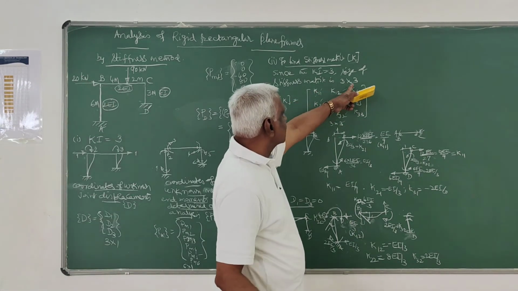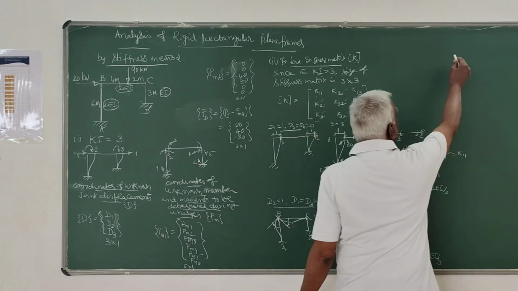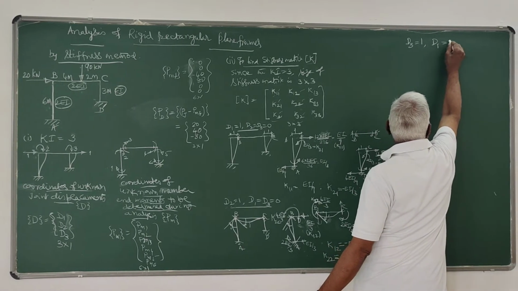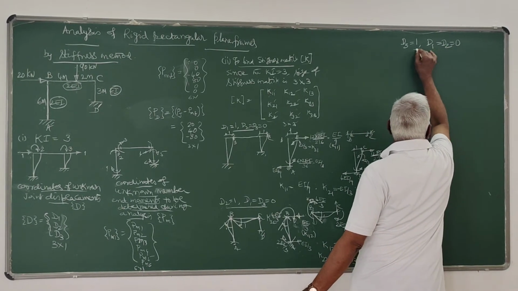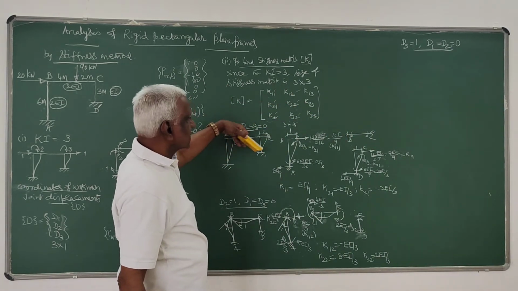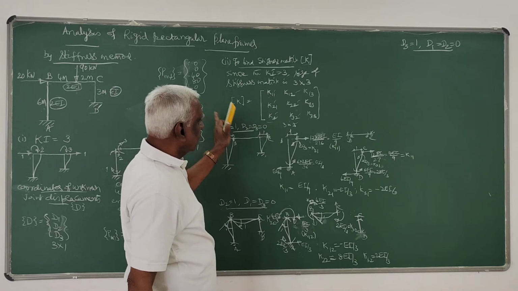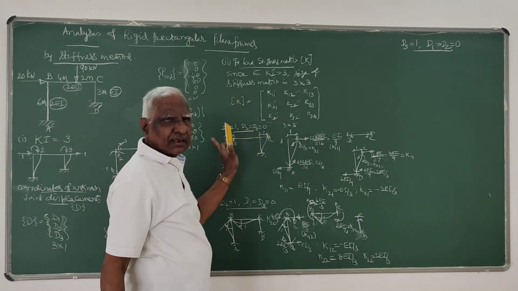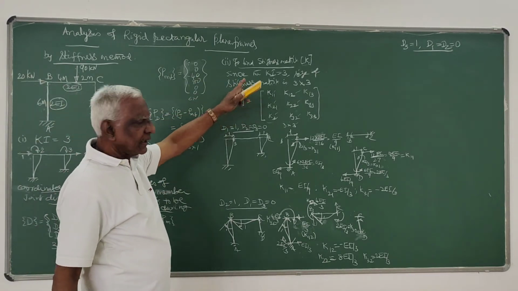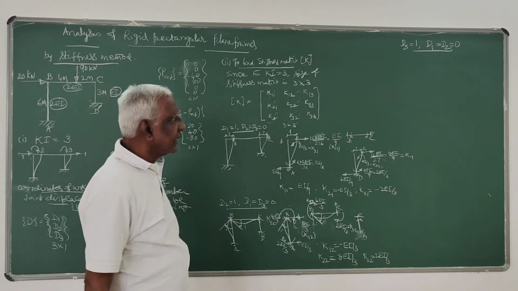Then lastly, you have to give unit displacement along 3. You have to give delta 3 equals 1, keeping delta 1 and delta 2 zero. So in order to develop all these stiffness matrices, go on giving unit displacement along each of the coordinates one at a time, keeping the other displacements zero, and finding out the forces in the displaced members. This is how we generate the stiffness matrix. This is an important step.